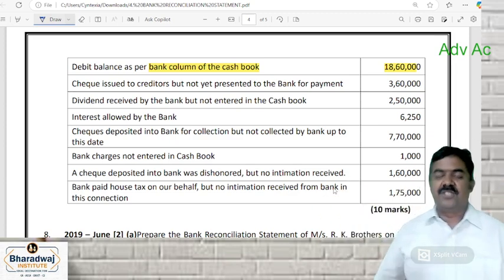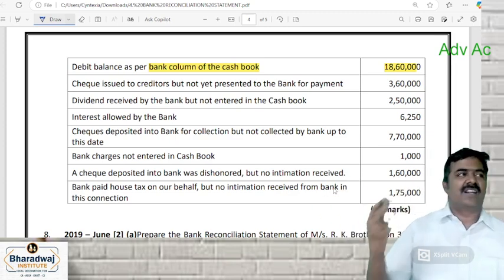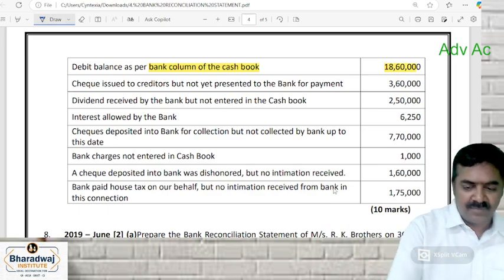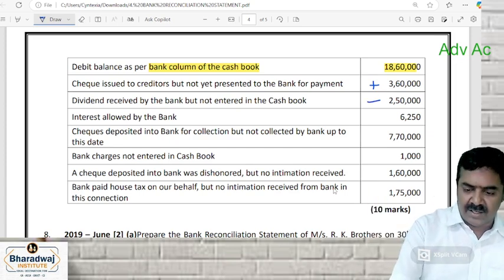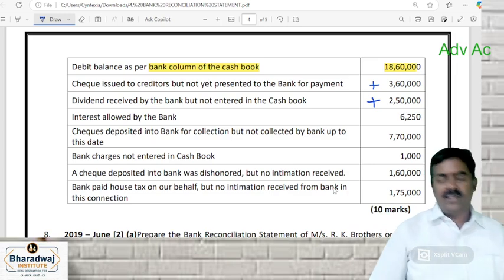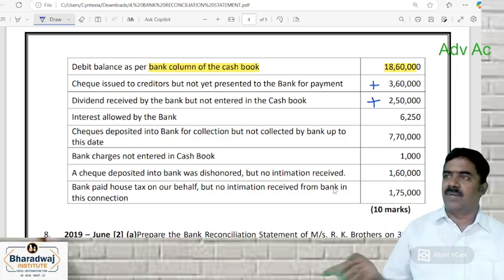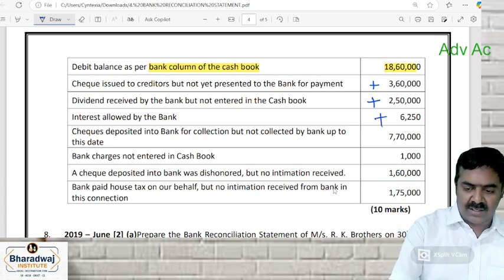Oh, normal balance. Okay. Checks issued, we would have reduced. The bank has not reduced. So what should we do? Add. Dividend received by the bank. The bank has added. Let us also add it. Interest allowed by the bank. The bank will add it. Let us also add it.